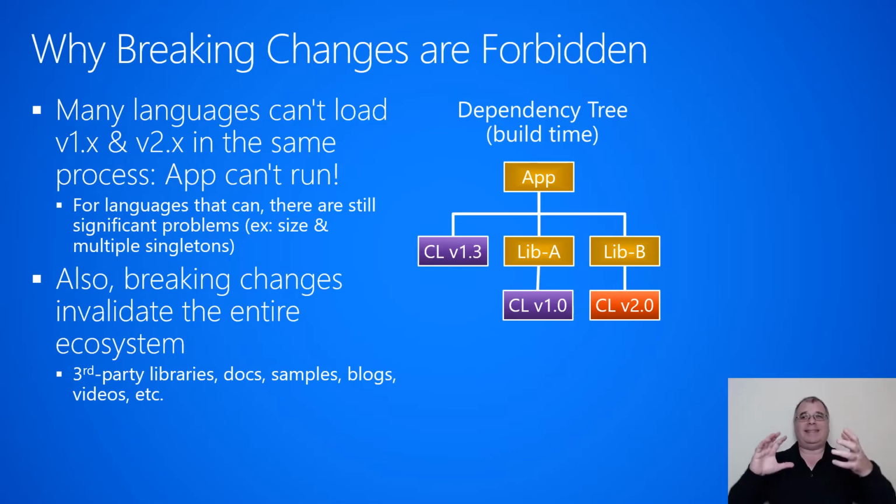And also, if there are any singletons in these libraries, you now have a version 1 singleton and a version 2 singleton, so they're not unified anymore, and maybe they're doing some client-side caching of resources. Now you have two separate caches instead of a single unified cache. So while in some languages it may be possible, there are still reasons why this is not ideal related to size and multiple singletons. Also, when you make a breaking change to the service or to a client library, that affects or invalidates the entire ecosystem.